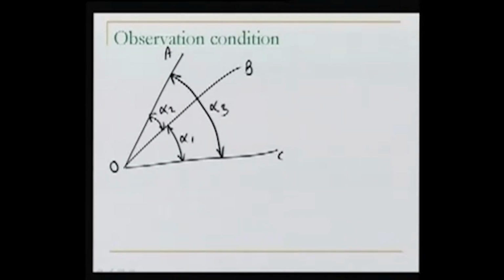Now, as you see over here, we have a point O. At that point, we are measuring the angles alpha 1, which is between point C and B, and alpha 2, which is between point B and A, as well as we have also taken one more observation, that is alpha 3. So alpha 3 is observed in the field between C and A.